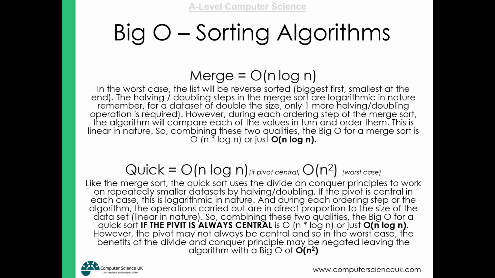So combining those two qualities, the big O for the quicksort, if the pivot is always central, is O(n log n). However, the pivot may not always be central, and so in the worst case, the benefits of the divide and conquer principle may be negated, leaving the algorithm with a big O of O(n squared). So it's always important to be mindful of that if you ever have an exam question on the big O complexity for a quicksort. Most of the time it uses divide and conquer really efficiently because the pivot's central, so it's O(n log n). But if the pivot isn't central, in the worst case, the big O comes out much less efficiently as n squared.